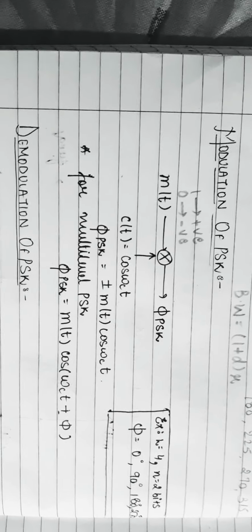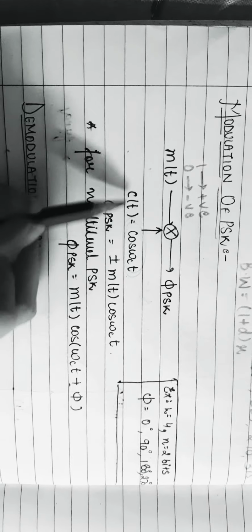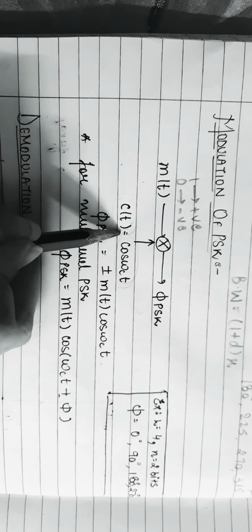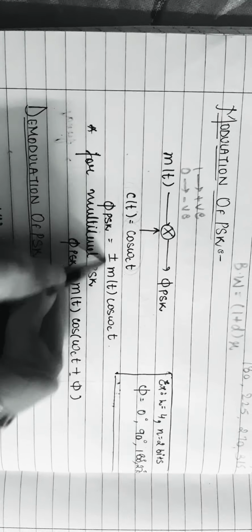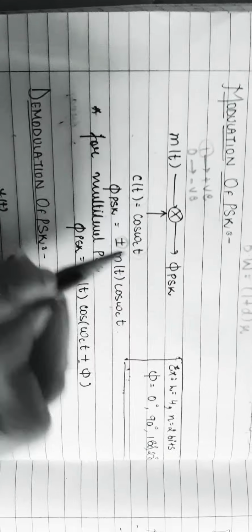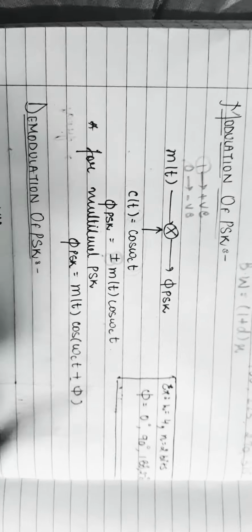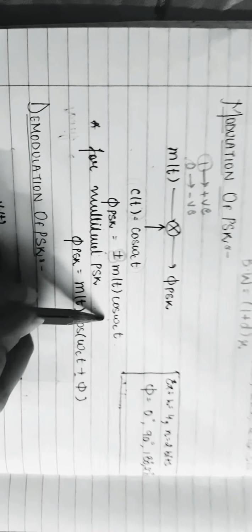Now according to polar NRZ, the message signal m(t) is multiplied with cos ωct, that is a carrier signal, or your high frequency sinusoidal component. So here we will get the output, that is PSK. So your PSK will be equal to plus minus m(t) into cos ωct. Here the plus sign represents 1 and the negative sign represents 0. So the receiver will know whether 1 is coming or 0 is coming at the receiver end.